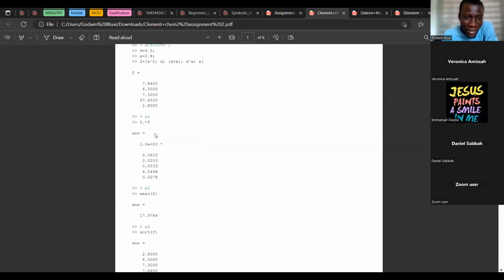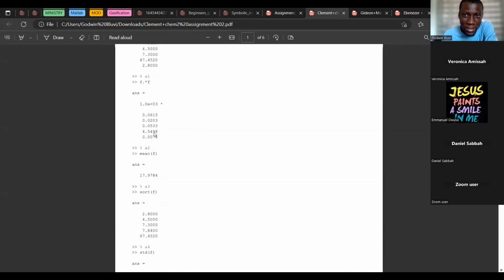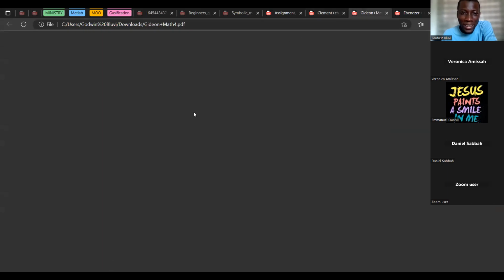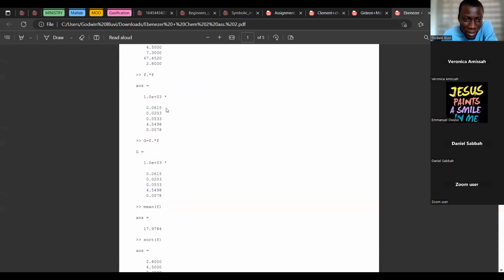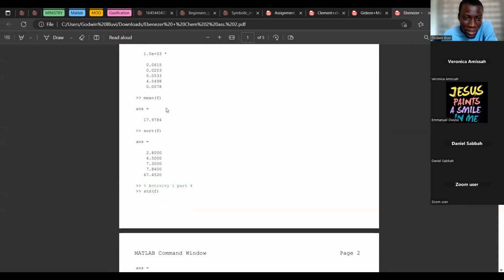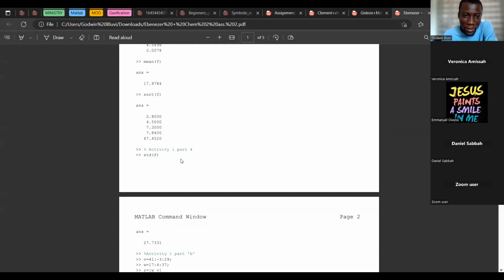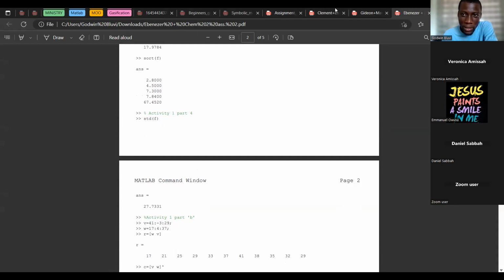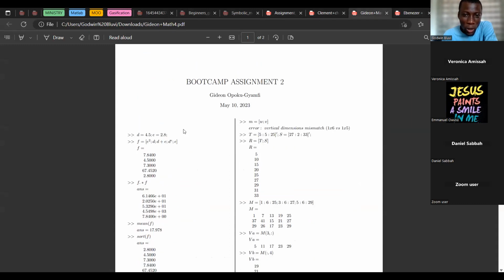Okay, that's fine. Element by element, he did that. The mean, he did it. He sorted, standard deviation. Perfect. Good work done, Clement. So Gideon, and Ebenezer did the same. All right. Mean, sort. I hope you can see their work. Yes, we can see. Standard deviation too. That's great. So people are doing it.